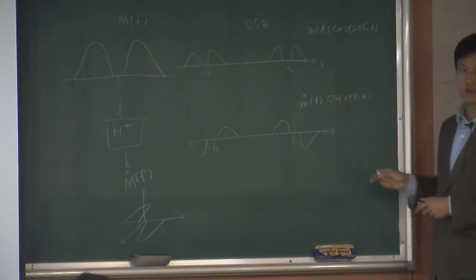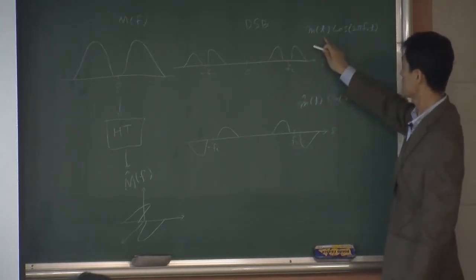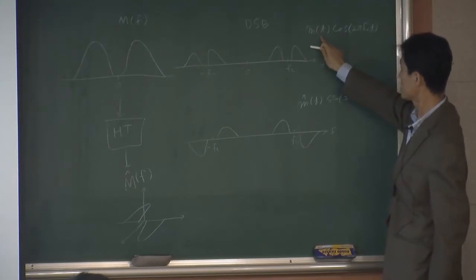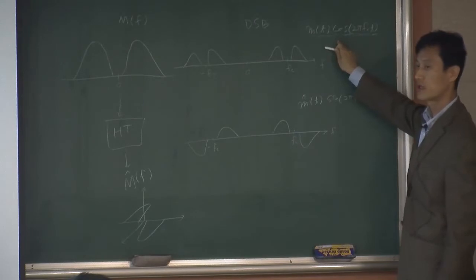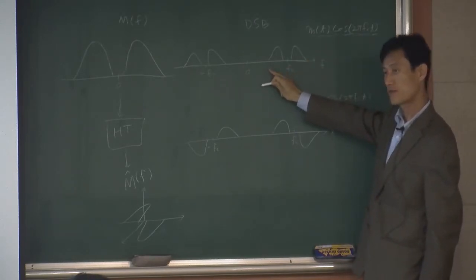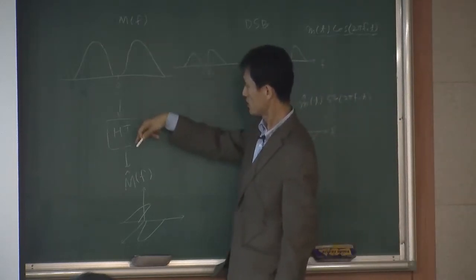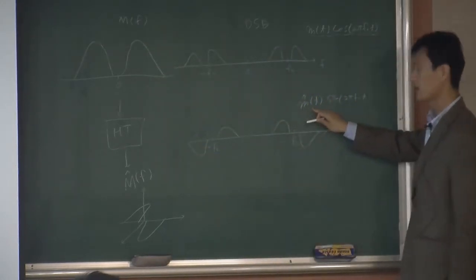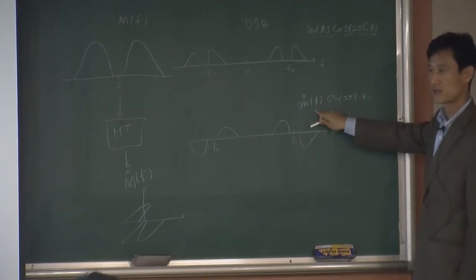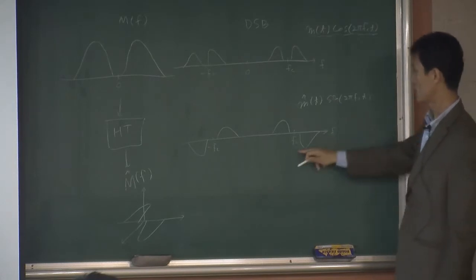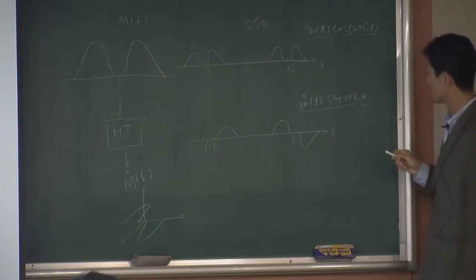What I'm showing here is a frequency domain response. But how to create this DSB is in time domain: you multiply the message with the carrier, right? So that's how you create this signal, but that's frequency domain. Same way, you put this original message into the Hilbert transformer, then you get M hat(t) in time domain, and multiply the sine into that time domain signal. And this is the frequency domain response of this signal here, right?